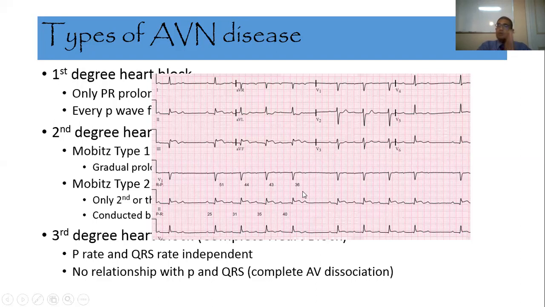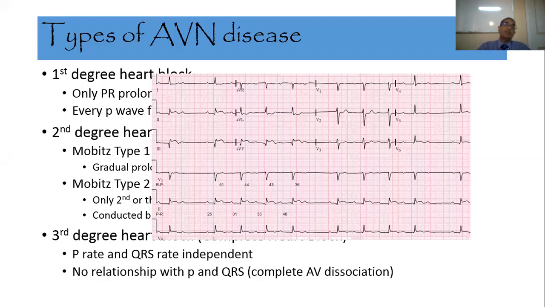This also demonstrates a very important feature of the AV conducting system, which is that the AV conducting system is decremental, in the sense that the faster the impulses come to the AV node from the atria, the sinus or other beats, the slower it conducts. This is a protective feature of the AV node, because you don't want very, very fast rhythms being conducted at the same rate to the ventricle.